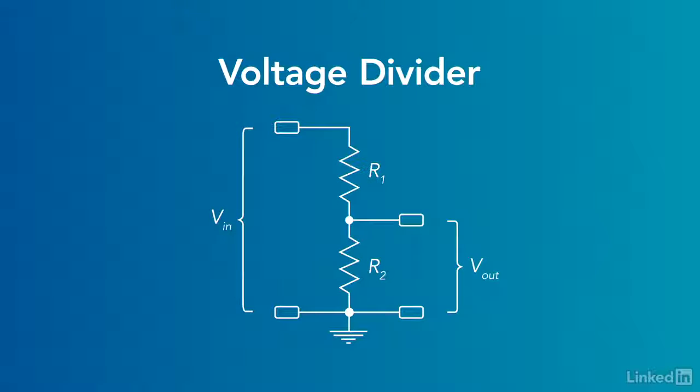A voltage divider is a simple circuit that consists of two resistors in series. The voltage divider takes some input voltage, referred to as Vin, and outputs a specific fraction of that voltage based on the ratio between the two resistors.